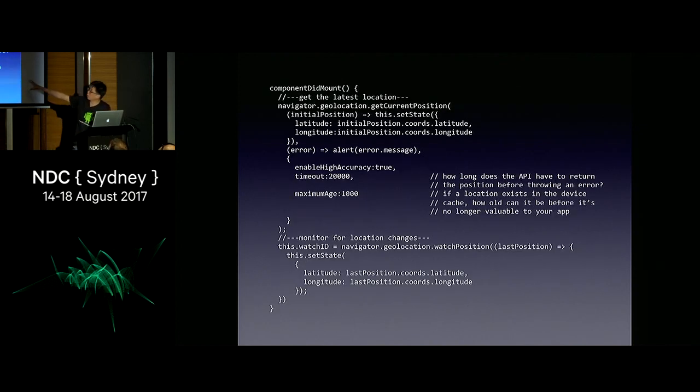So this is a sample code of how it looks. You use navigator.geolocation.getCurrentPosition, and then you use navigator.geolocation.watchPosition. This would be fired whenever a new location is obtained. In my example here, I want to change the state of latitude and longitude so that I can update my UI to reflect the latest latitude and longitude that I have obtained.